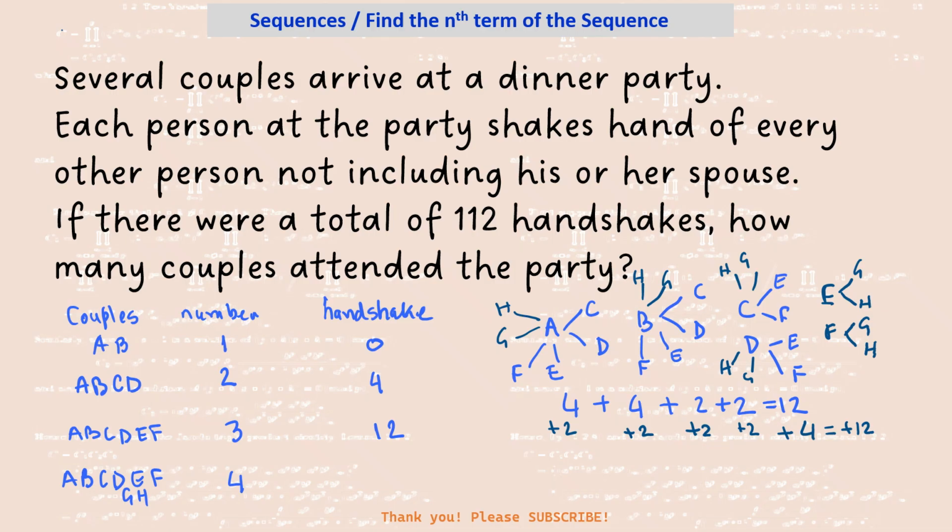So here you see in this case there were 4 handshakes, you add 2 to it. There were 4 handshakes, you add 2, and here there were 2 handshakes, so 2 more added, and here 1, 2, 3, 4 more handshakes have been added. So we've added 12 more to the existing 12, so the total would be 24. So the sequence of numbers then is 0, 4, 12, 24, and we need to find the nth term of this sequence because more couples are added, and ultimately this number becomes 112.